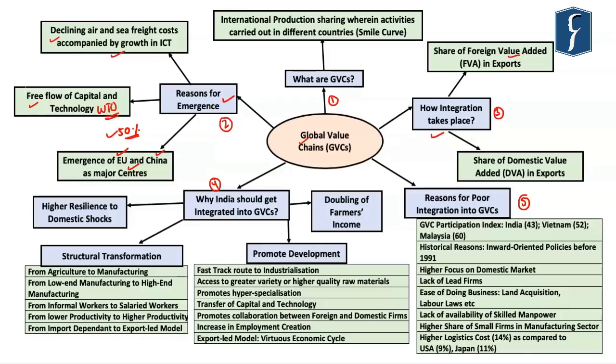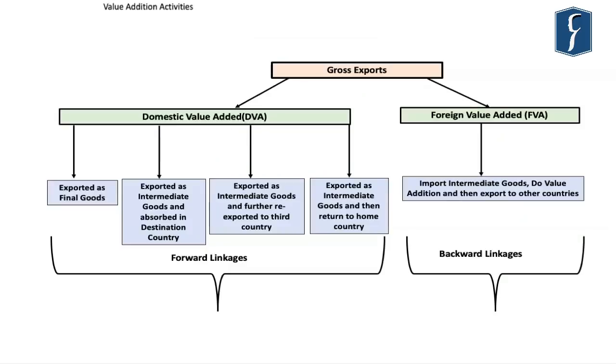Now, from the perspective of India, these value added goods and services could be of two types. That is, the foreign value added goods and services and the domestic value added goods and services. Now, when we say the foreign value added goods and services, this essentially means that India has imported the intermediate goods from other countries, has done a certain amount of value addition to those intermediate goods, and then these goods as such have been exported to other countries.